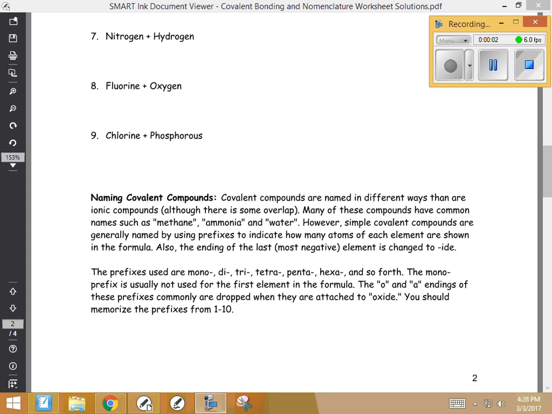Okay, second part of the covalent worksheet. These are the solutions. I'm going to do them quick. I changed, if you'll recall, 8 and 9, and here is how they should actually work now.